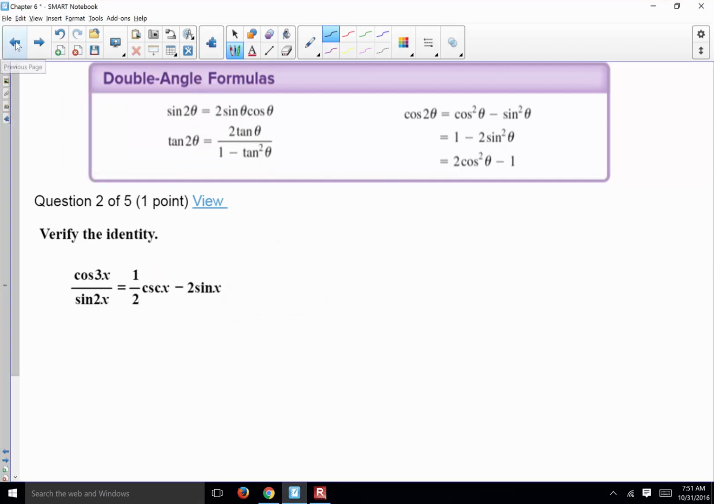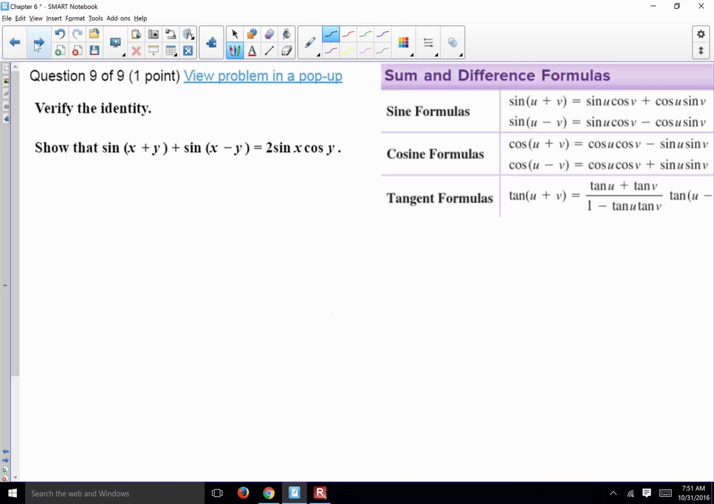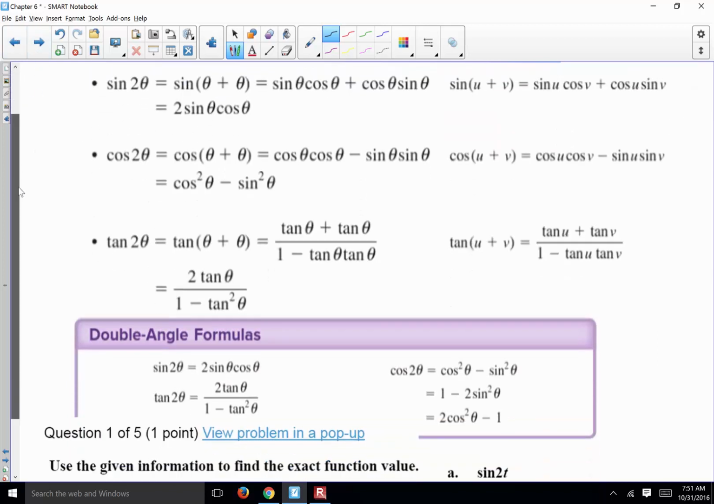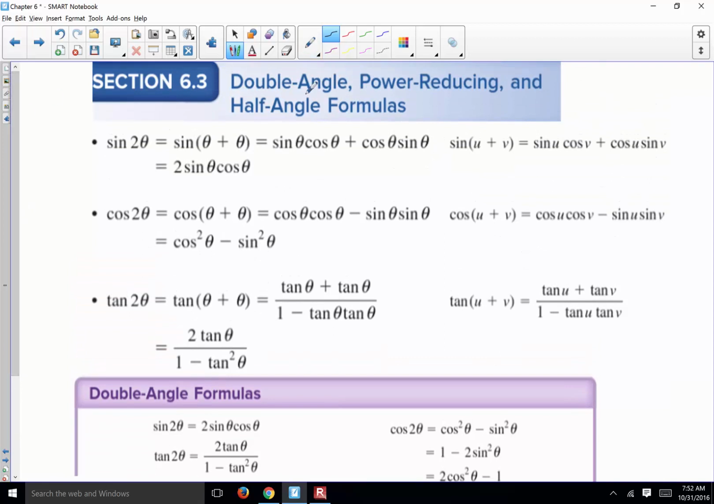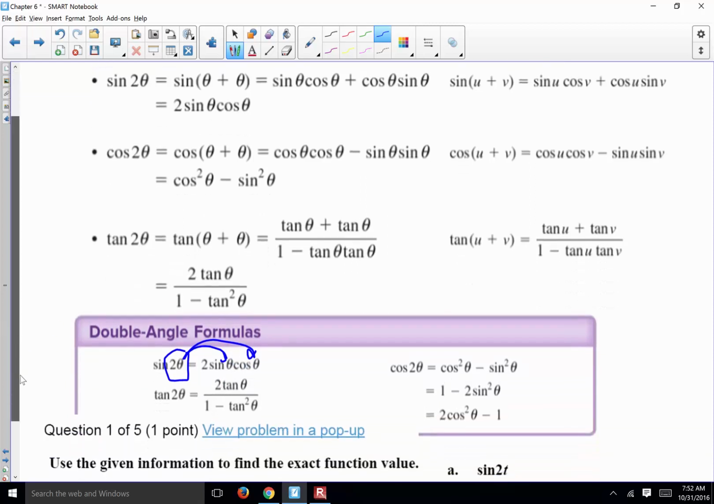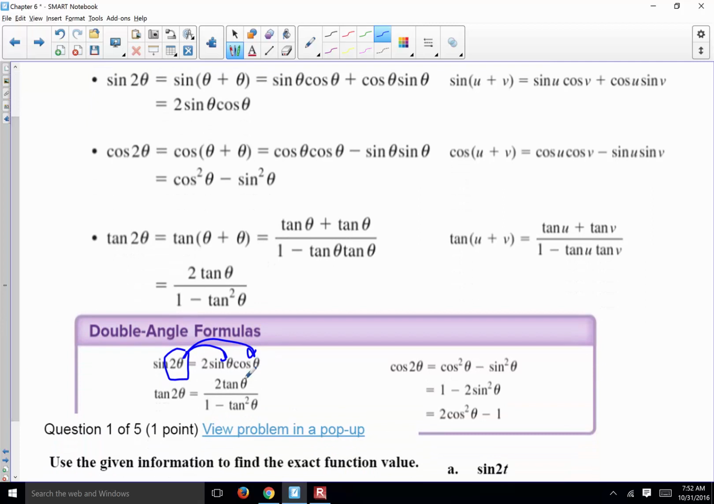Alright, we are continuing with double angle and power reducing formulas, section 6.3. Basically, as is clear from the title, the double angle formula is used to change twice an angle into a single angle. So this is double, and the result when you use the formula is single angle theta. But actually you can also call this half angle, because what it does is halve the amount.